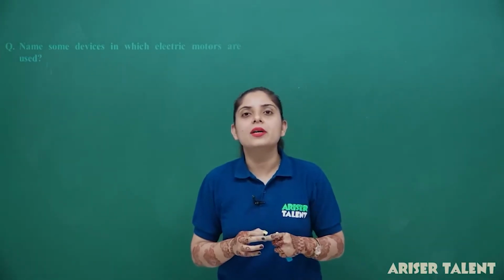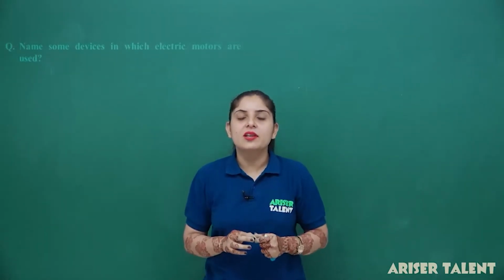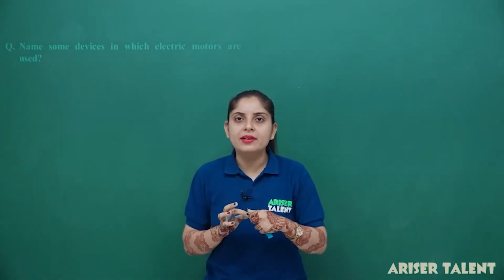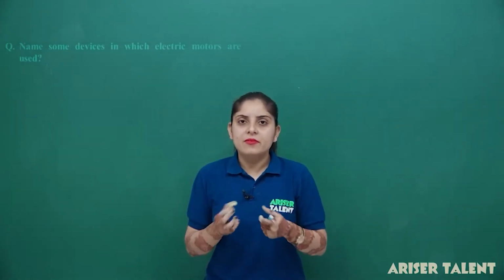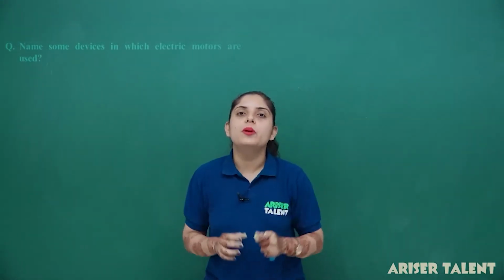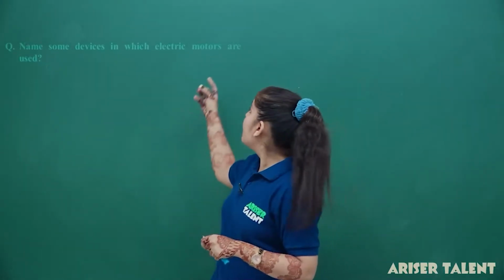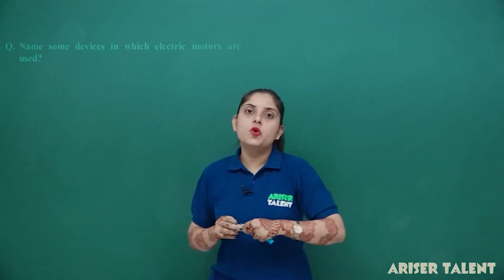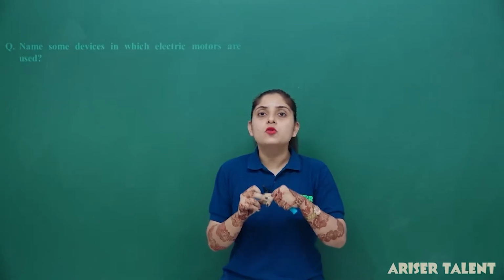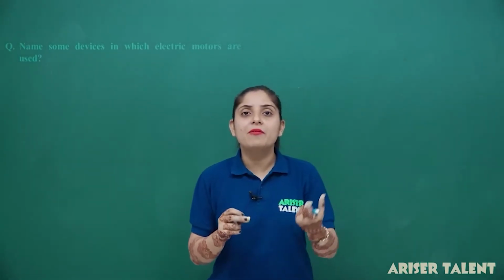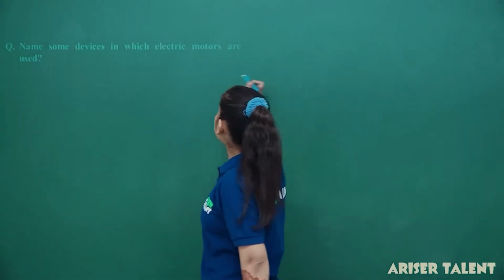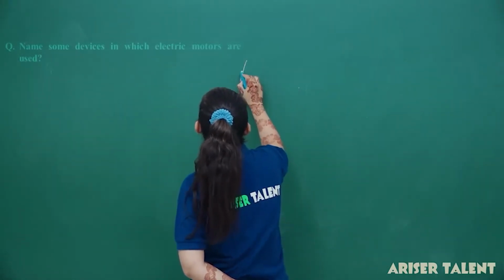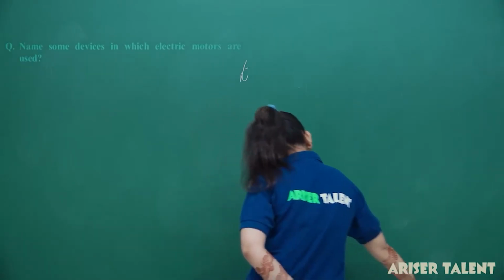Starting with the washing machine. A washing machine has an electric motor in it. A mixer grinder has an electric motor in it. A cooler has an electric motor in it. And there are so many devices which usually work with an electric motor. Many of the devices in your household actually have electric motors installed in them. So a few of the devices I can write here. First one is the washing machine.